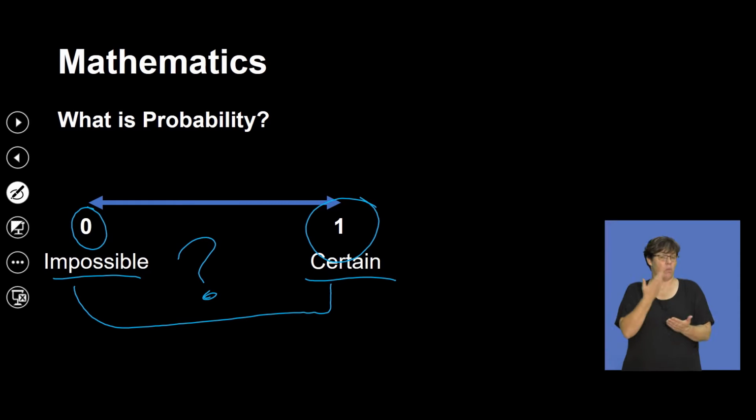So what's the probability of me flipping a coin and getting a head or getting a tail? Well, it's probably 50%. It's halfway between 0 and 1, because there are only 2 outcomes. It could either be a head or it could be a tail. It's in the middle. We would say it has a probability of 0.5 or a half.